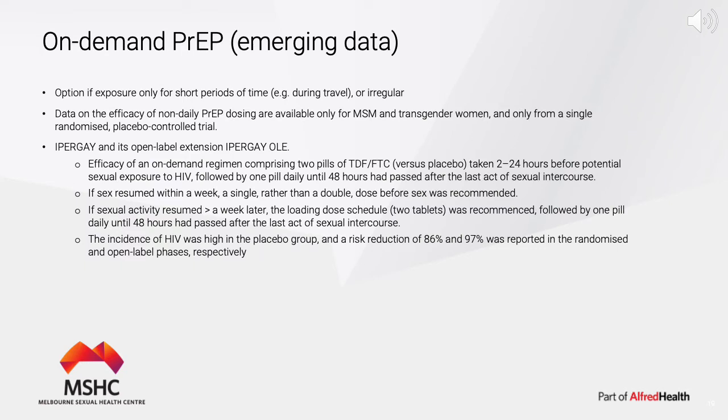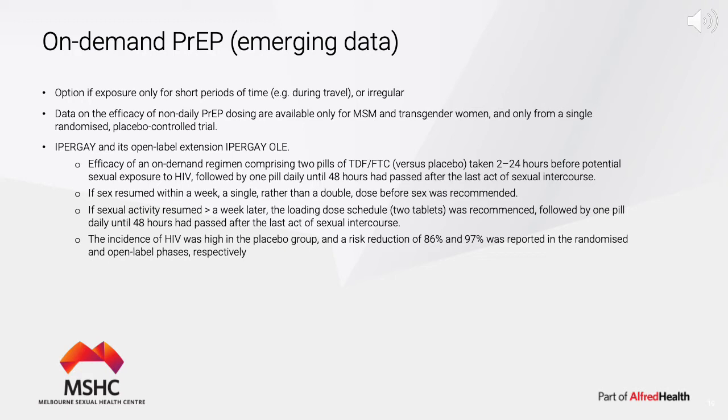And basically, we've got on-demand PrEP, which I've just spoken about earlier. This option is for exposure only for short periods of time. So that means usually someone is not having sex regularly, usually less than twice a week, or only if they're traveling, or very, very irregularly. And this data on on-demand PrEP is only available for men who are born men and who are MSM, and transgender women. Okay, and it's based on a single randomized placebo-controlled trial.